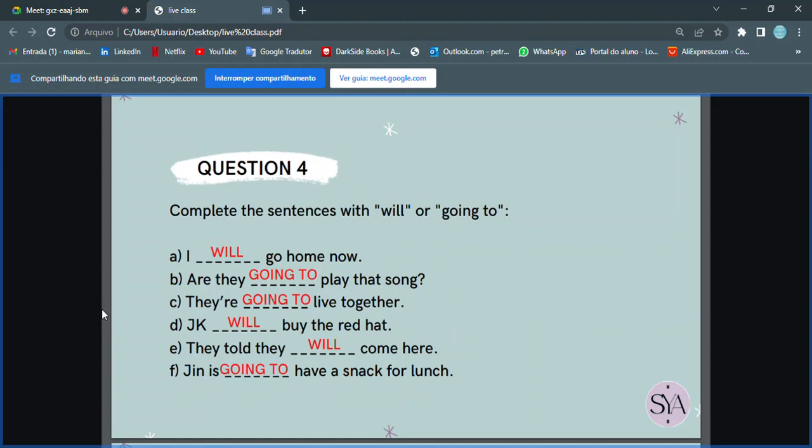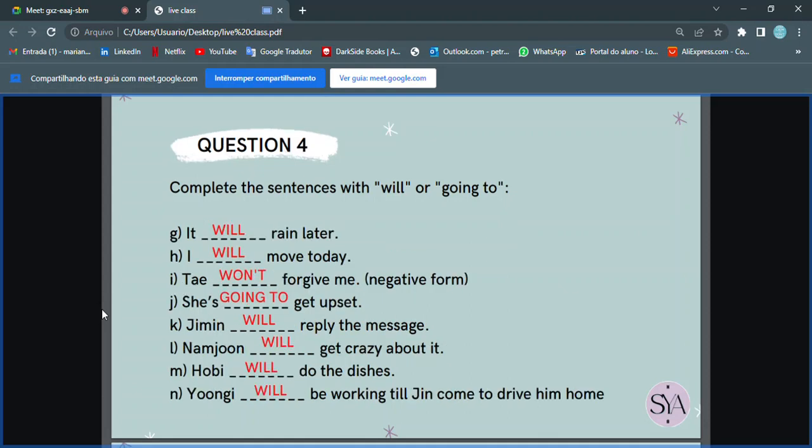Question 4. You have to complete the sentence using will or going to. Let's see. Letter A, I will go home now. Letter B, are they going to play the song? They are going to live together. JK will buy the red hat. They told they will come here. Jean is going to have a snack for lunch.